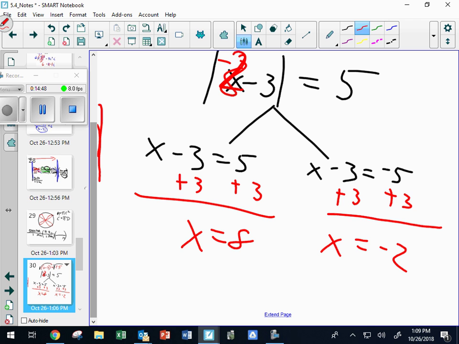Remember to check these, because especially when you move on to higher level math, sometimes this year too, we have answers that don't really work. You think you've got the answer, but if you check it, it doesn't really work. It's called an extraneous solution. These worked. All right, that's all I got for you. Time to take your test.